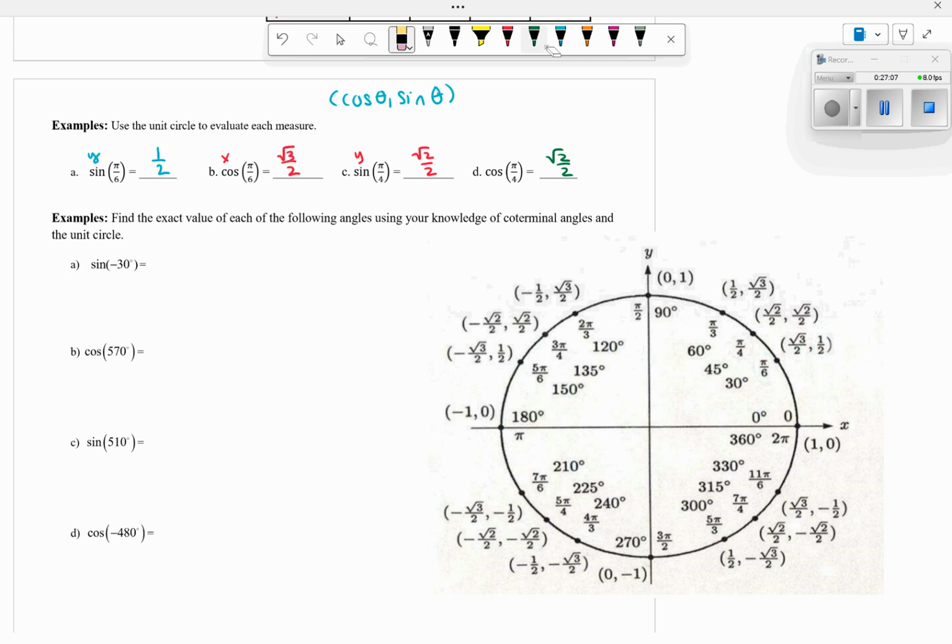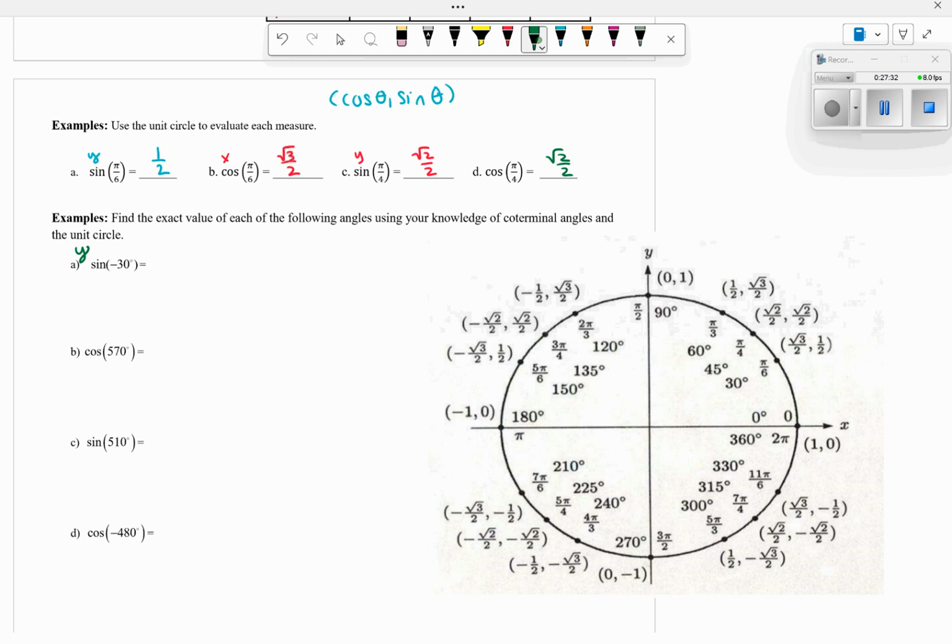Erase that. So what happens if it's not a value on our unit circle, but it's coterminal with a value on our unit circle? If you need to find coterminal angles, then you have to either add or subtract 360 or 2 pi if you're in radians to find the coterminal angle and then find the sine or cosine. So we have the sine here, which means we want the y coordinate, so I'm just going to put a y there. So this is negative 30 degrees.